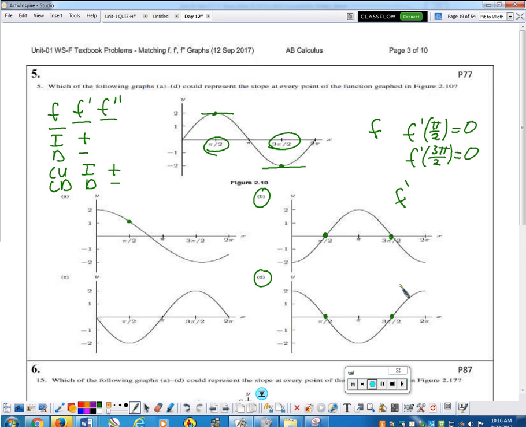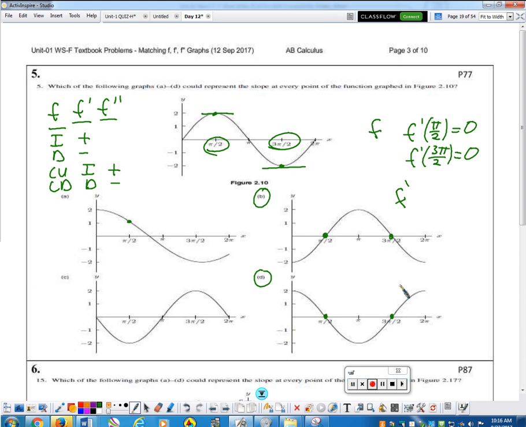I would actually write that down if you're having trouble with those. Wherever f has a tangent slope that is equal to 0, f prime will have a y coordinate that is 0. That's what I was saying to Kesta. It's that correspondence between looking at tangent slope here and y coordinate here. So wherever f has a tangent slope that is 0, f prime will have a y coordinate that is equal to 0.